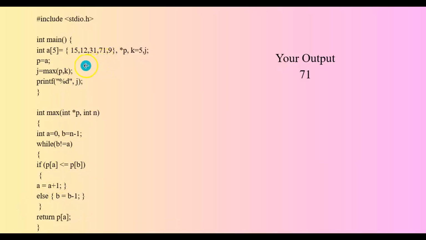Let us verify the answer with this C program. In this C program, we have declared an array A with 5 elements. P is a pointer to array A. So you call the function max with P and K.